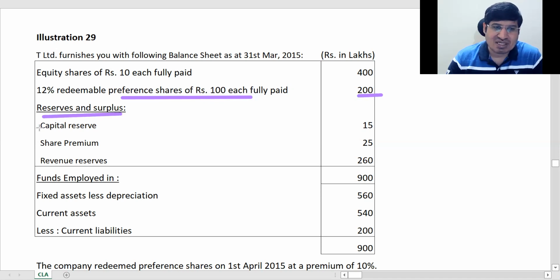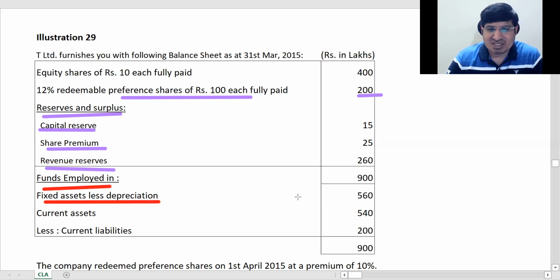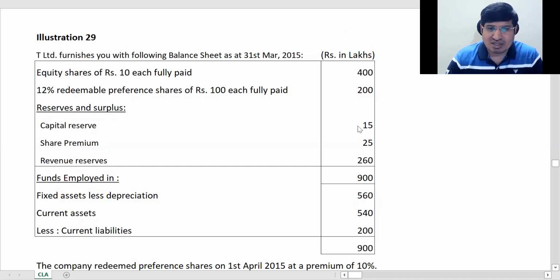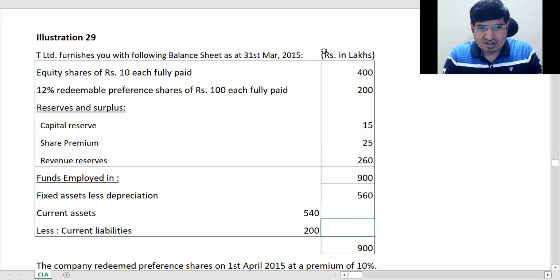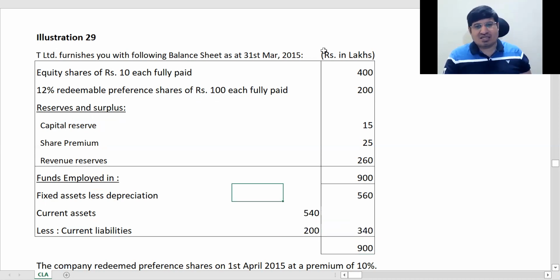Now these are our reserves and surplus. They've got capital reserve, share premium, and revenue reserves. These three kinds of reserves they have given. Then on the asset side they said fixed assets less depreciation, that is fixed assets is 560, and current assets less current liabilities is basically 540 minus 200, which is 340 actually. So these two can be put in the inner column also. And this will become 340.